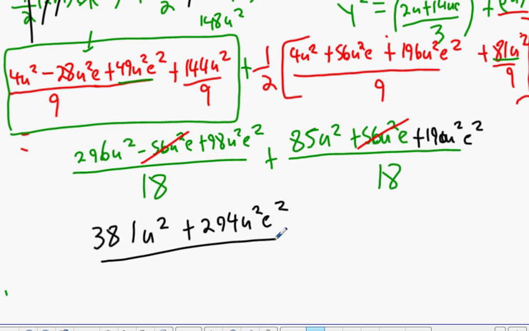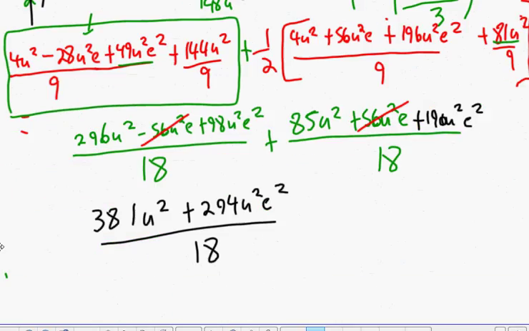All over 18 equals 25u squared. Now, what can we say about those u squareds? 18 times 25, anybody? 450?